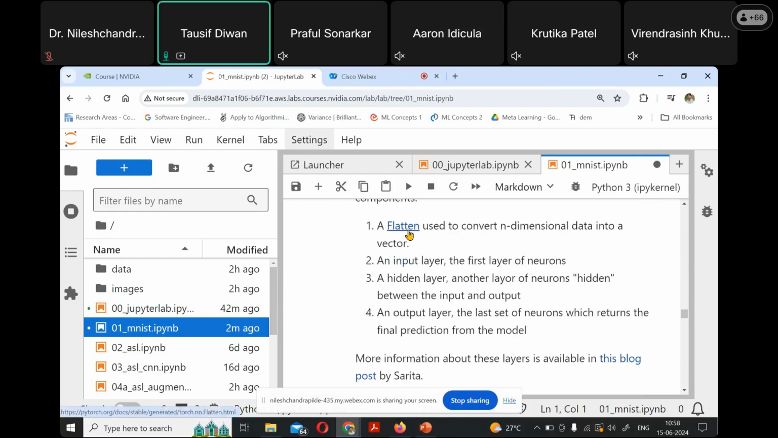Now flatten. Whatever we are having, we need to convert it into a vector first, because everything should be provided to the deep neural network in terms of vector for this particular model.